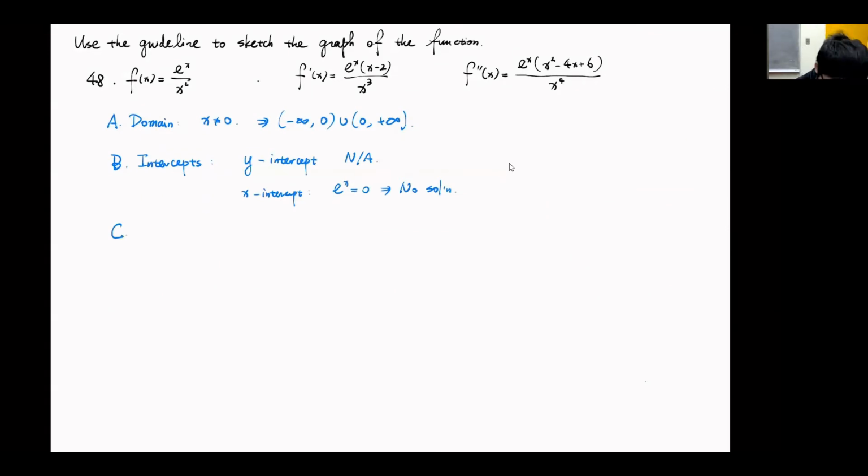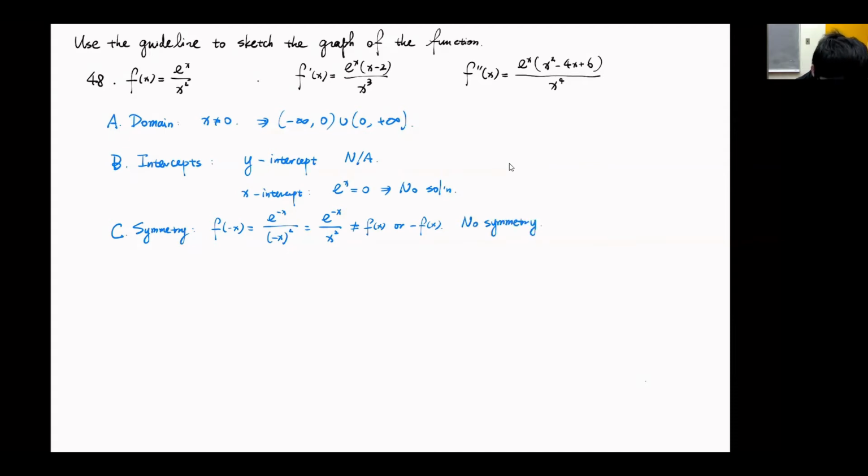It should be symmetry. Let's see what happens with f of minus x. This will be e to the minus x divided by minus x squared. The denominator is the same, but the numerator is completely different. E to the minus x and e to the x do not have much relation to each other. So this does not equal f of x or minus f of x. And moreover, it is obviously not periodic. So we conclude that there is no symmetry for this one.